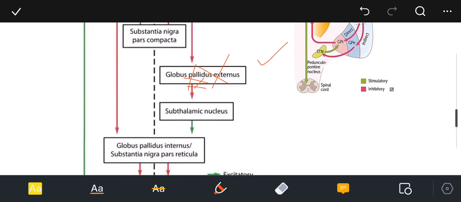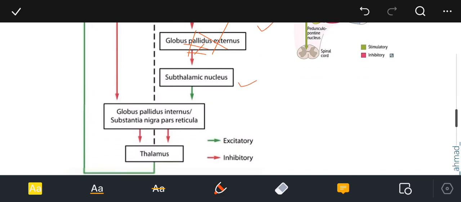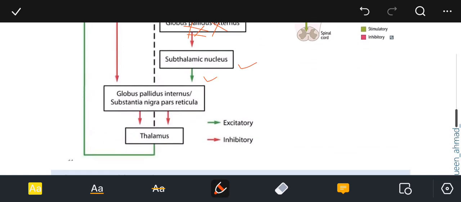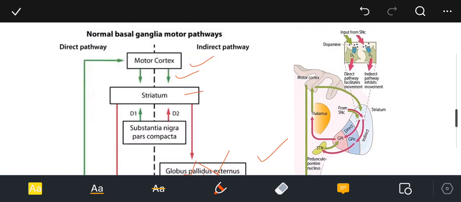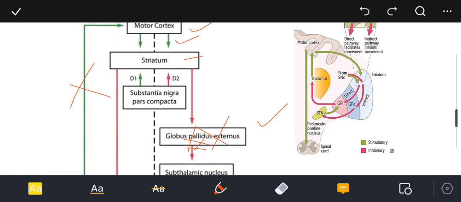The globus pallidus externa will not be able to send inhibitory signals to the subthalamic nucleus, right? So the subthalamic nucleus will come out of inhibition and it will send more and more stimulatory signals to the globus pallidus interna. The globus pallidus interna will be stimulated and it will send inhibitory signals to the thalamus, and the excitatory pathway from the thalamus to the motor cortex will be inhibited. That is, the indirect pathway normally inhibits the motion.